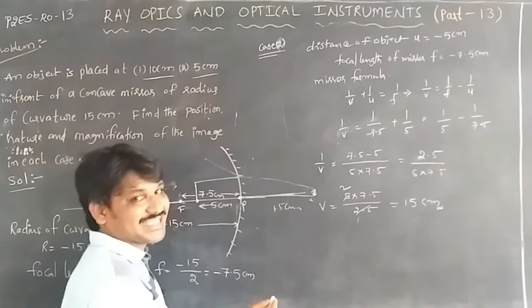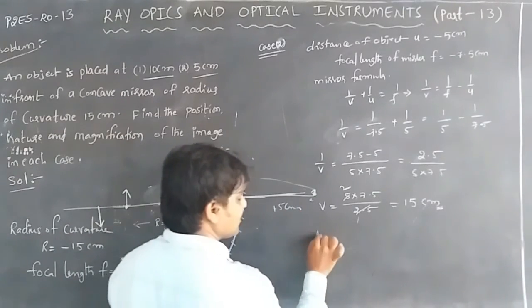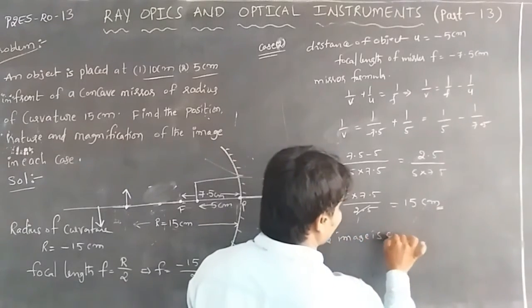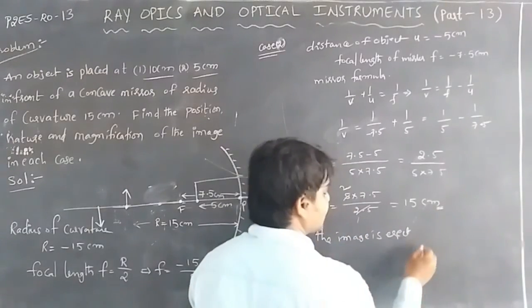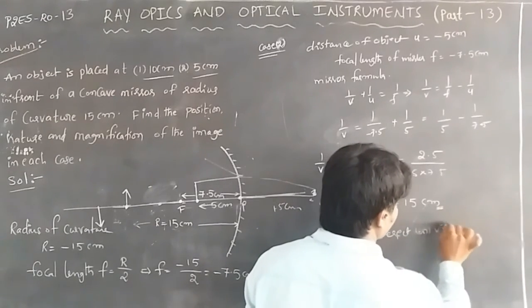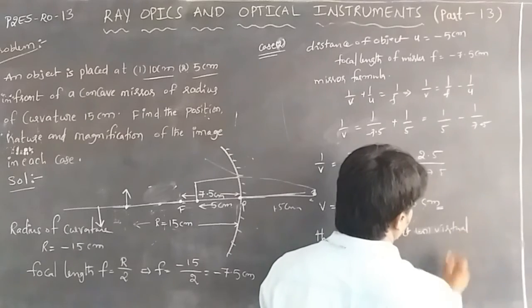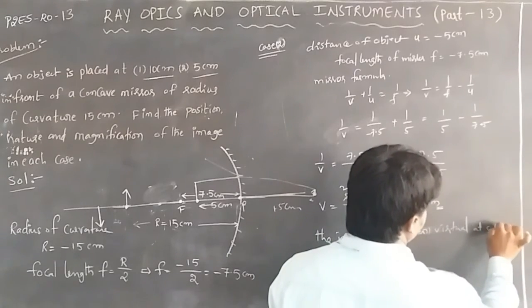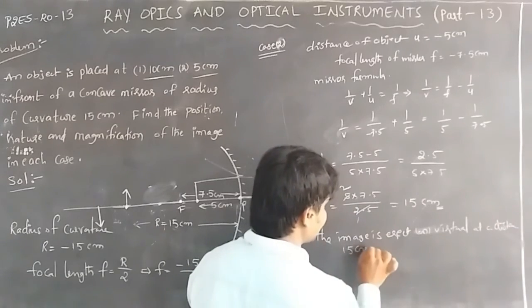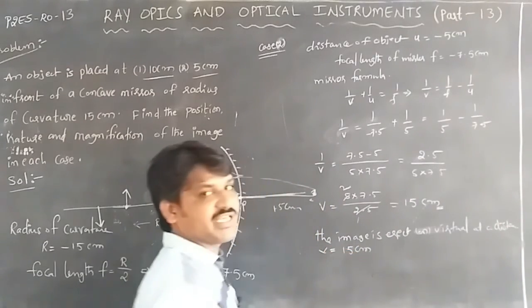The image is virtual and erect, at a distance of 15 centimeters, v is equal to 15 centimeters.